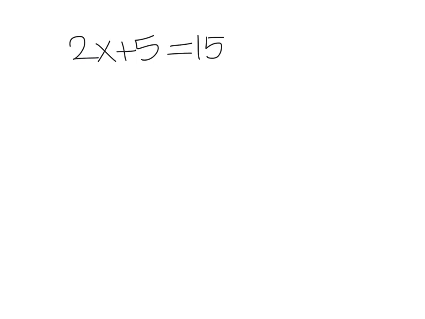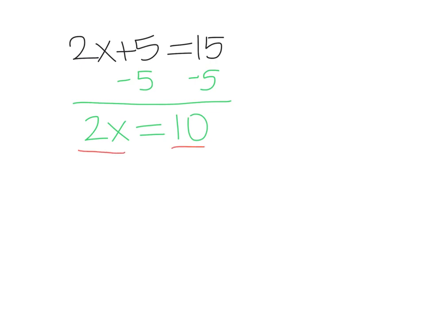So here, if I want to get x by itself, I have to undo my addition by subtracting 5 from both sides. When I do that, that leaves me with 2x equals 10. Then I'm going to say to myself, how is x attached to this 2? And I say it's multiplication. So I know that I can undo multiplication with division, which then means I'm going to have to go in and divide both sides by 2, because that 2 is being multiplied by that x.